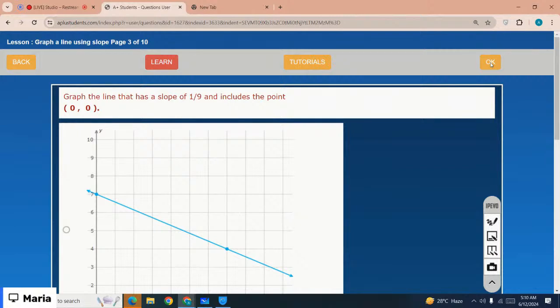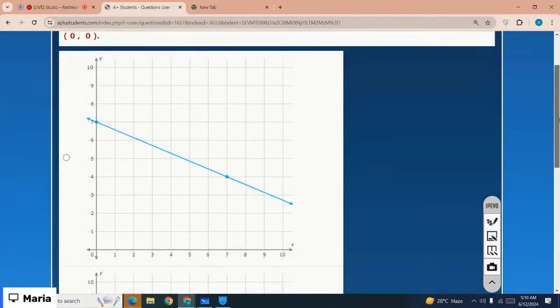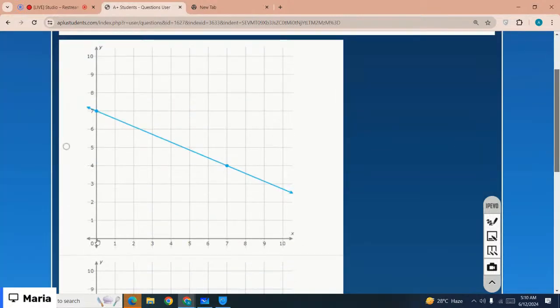Graph the line that has a slope 1 by 9 and includes the point (0, 0). This isn't the correct option. The main thing is the graph is not starting from (0, 0), right? (0, 0) means the graph must be starting from the origin, right? But this one is not starting from the origin. So this is not the correct option.